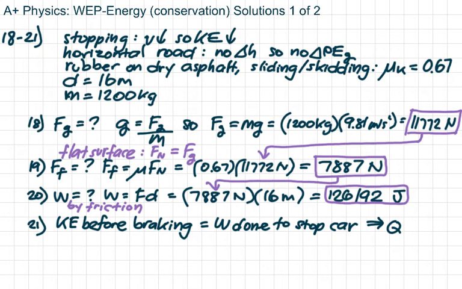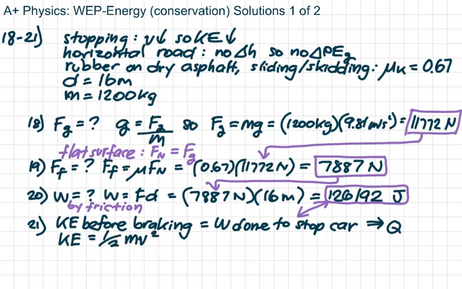But that didn't ask about the heat. The work done to stop the car, I just figured that out. That would be the 126,192 joules. So I can put that in for kinetic energy. Now, why would I want to do that? Kinetic energy, we know, is 1/2 mv squared.